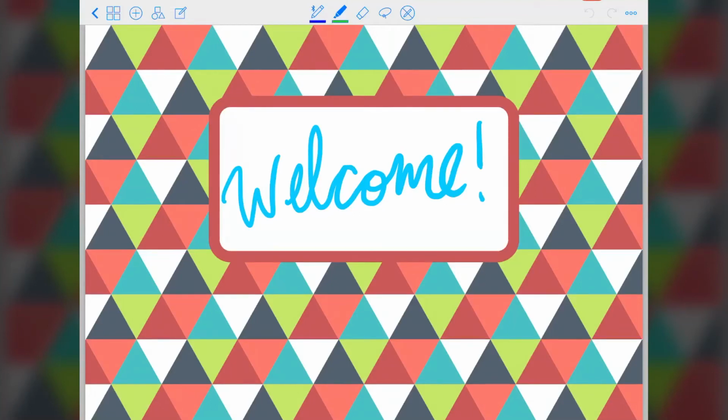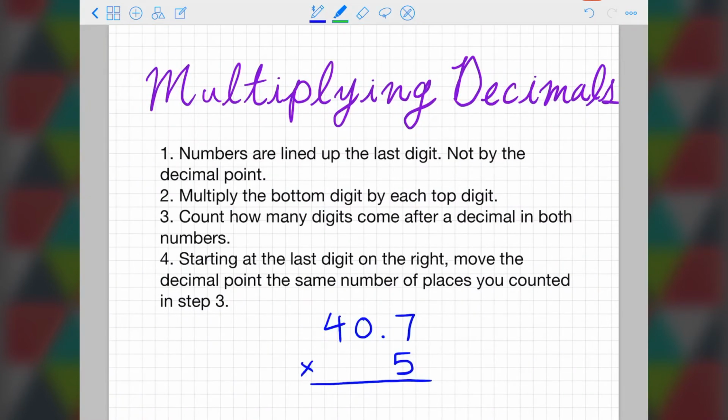Welcome. Today this instructional video is on multiplying decimals. Before we start on a practice problem, let's quickly go over the steps. First, the numbers are lined up by the last digit, not by the decimal point. This is important.